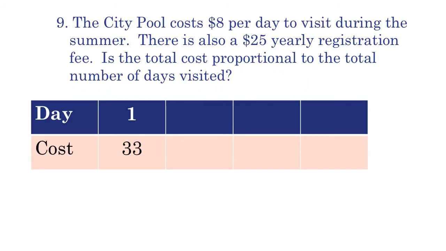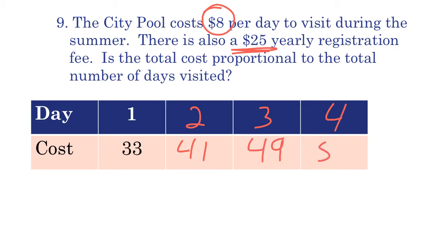Another example, the city pool costs $8 per day to visit during the summer. There is also a $25 yearly registration. Is the total cost proportional to the total number of days? We just do it again. We could just do 2 days, 3 days, and 4 days. But this time, I multiply the number of days by 8 but then I have to add this extra 25. So for 2 days, it would be $41. For 3 days, it would be $49. And for 4 days, it would be $57.